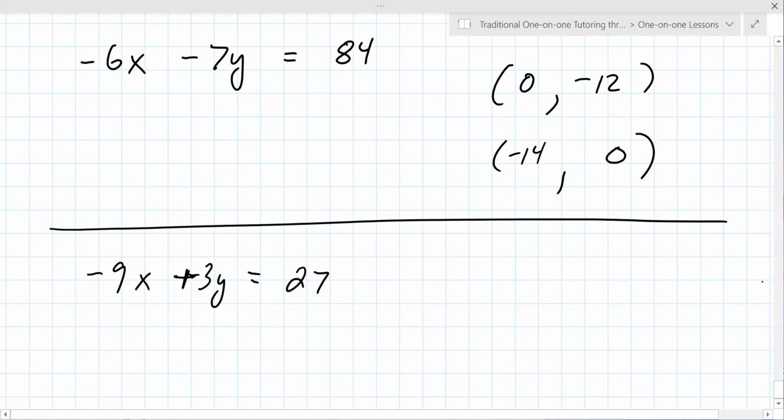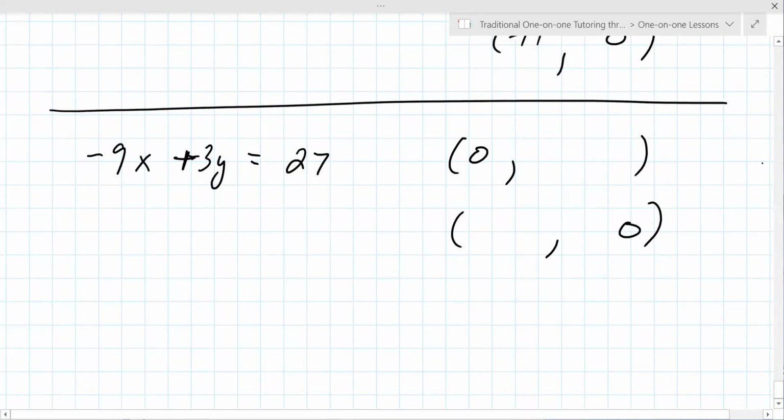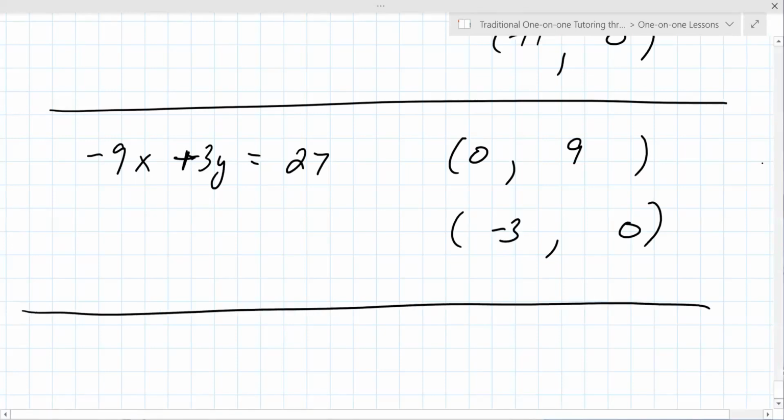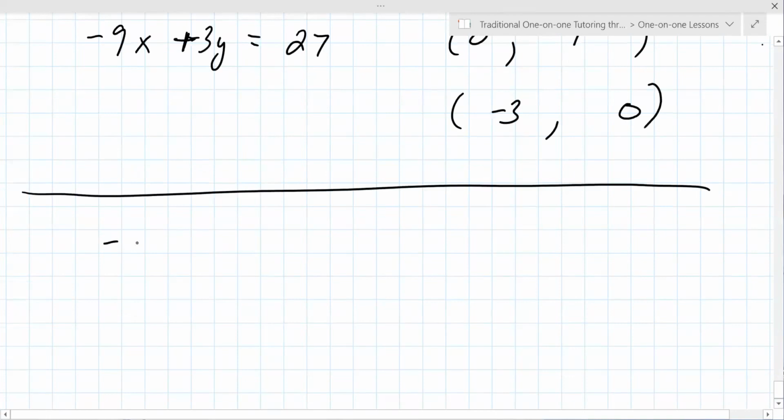Let's try another one here. Actually, let me make this positive here. Cover up the x one, 27 divided by 3. So just 9, 0. Good. And 27 divided by 9, negative 3, 0. Very good. I can tell you just need a little chunk of time to think it through, and then I got it.